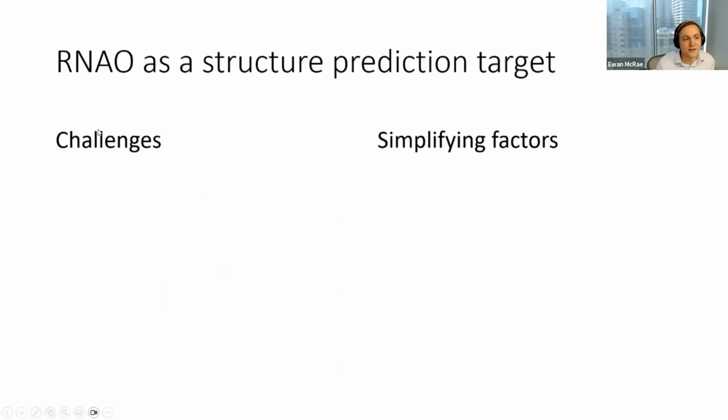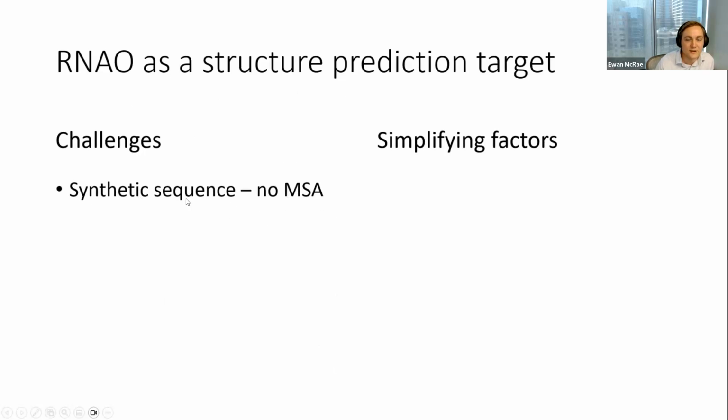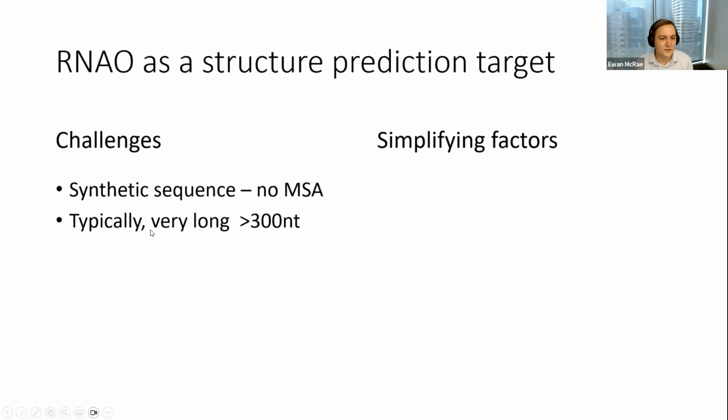Yeah, so just to wrap up now, discussing RNA origami as a structure prediction target and some of the challenges and simplifying factors. So I think a big challenge for the deep learning approaches is that as a completely synthetic sequence, you can't do sequence alignments. There's no evolution information you can use to infer which bases are important. They're also typically very long structures, over 300 nucleotides, and most of the structures solved for RNA are a lot shorter than that. Many pseudoknots and tertiary interactions also complicate things.